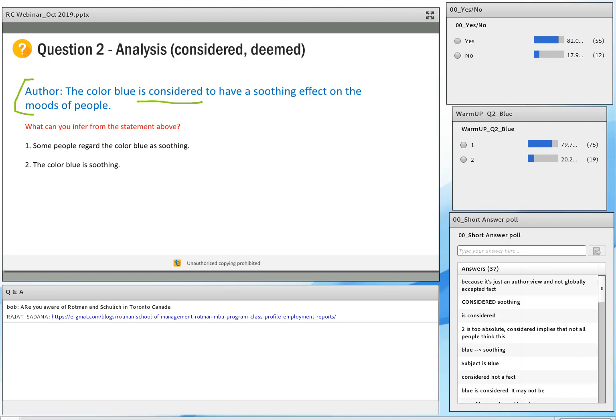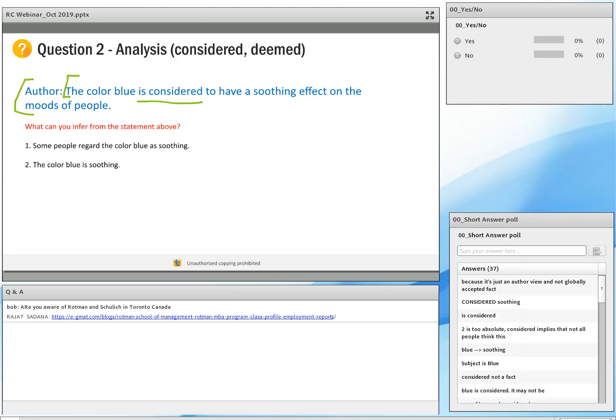Okay, good. Now tell me one more thing. If the author is saying the color blue is considered to have a soothing effect on the moods of most people, then does the author think that color blue is soothing? Do you know what the author's belief about color blue is? No, we don't, because we don't know if the author agrees with this considered view or not. Okay, the author has not said anything. He's simply reporting it. Okay, good. So you all understand that.